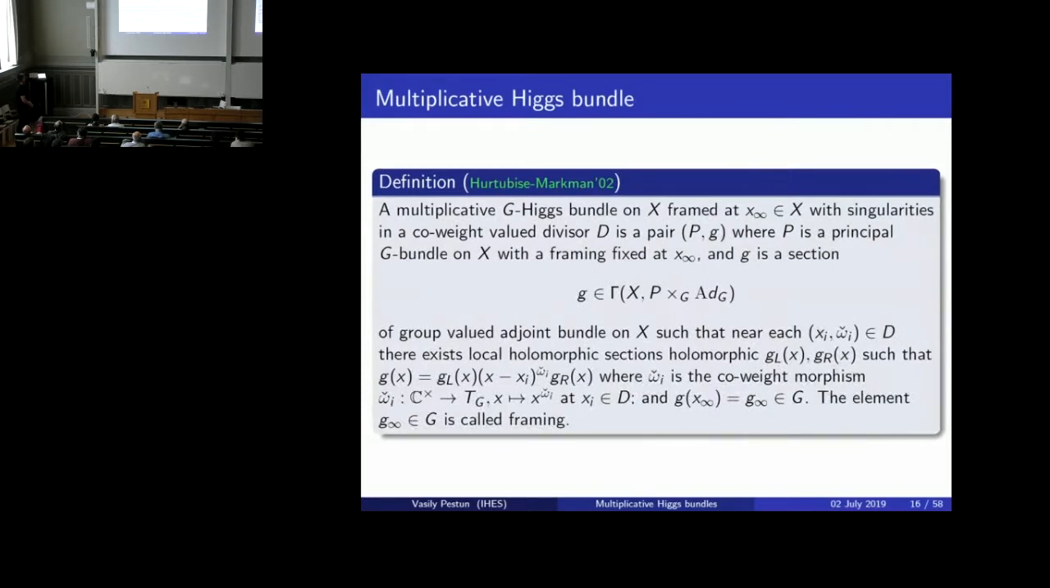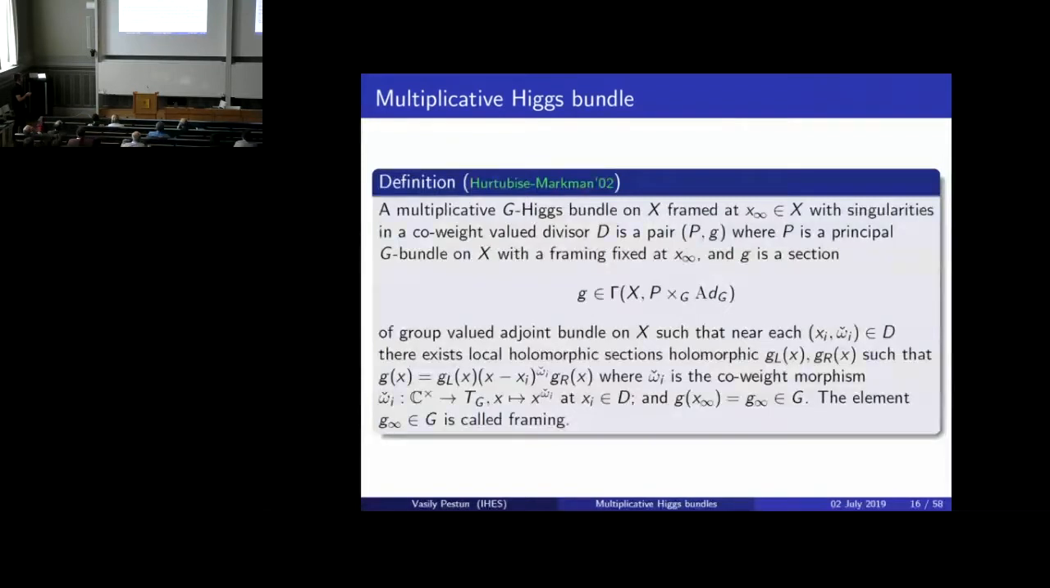Okay, so let's proceed to the definition. It's from Finkelberg, Kuznetsov, Markarian, and Mirković, work from 2002. A multiplicative G Higgs bundle framed at x infinity, that's the point at infinity, with singularities at D, is a pair (P, g), where P is a principal bundle with framing fixed at infinity, and g is a section of the group-valued adjoint bundle, such that near each singularity there exist local holomorphic sections g_L, g_R, such that the Higgs field g is given by this singular part, (x minus xi) to the omega I check, modified by some non-singular multiplications from the left and to the right.